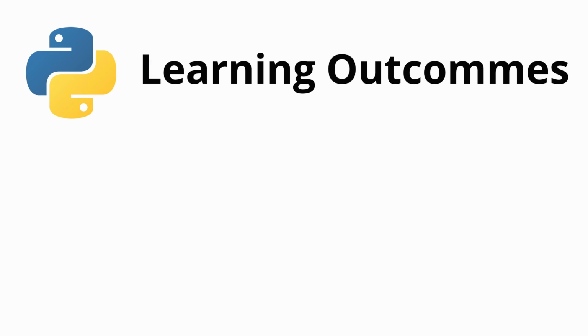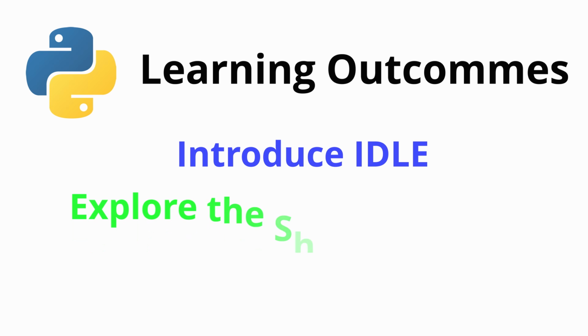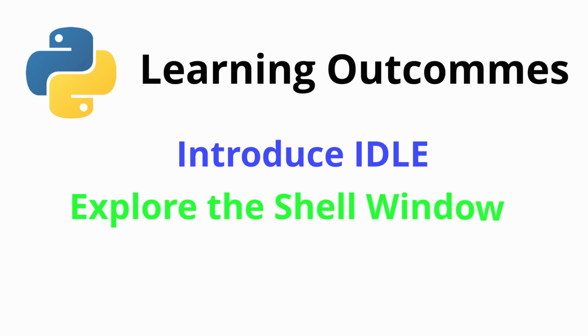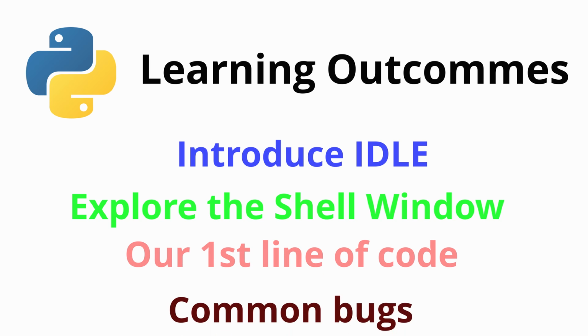The learning outcomes for today's lesson are: we will introduce IDLE and two different ways of entering code in Python. We will explore the shell window. We will type and run our first line of code, and we'll explore some common bugs or errors that you might encounter when you first start coding.